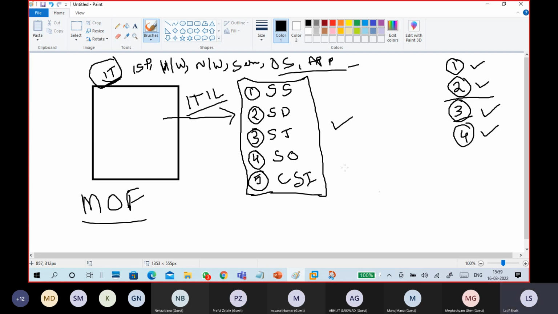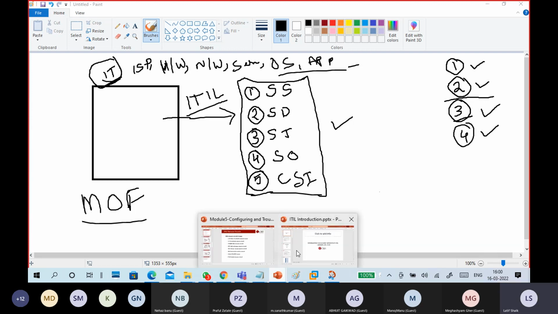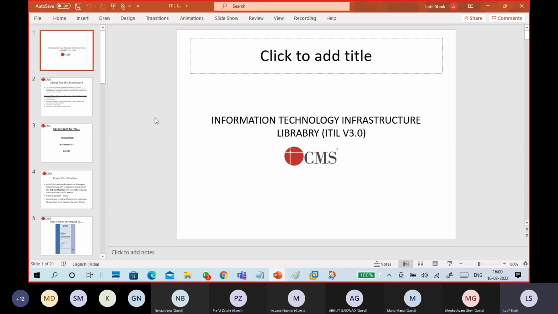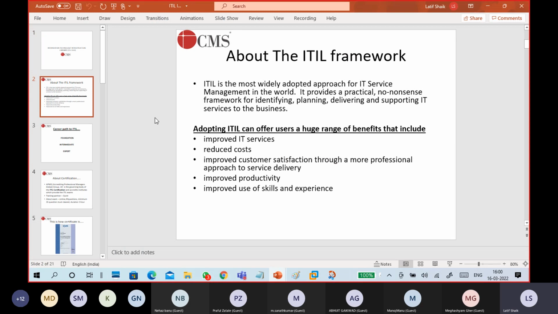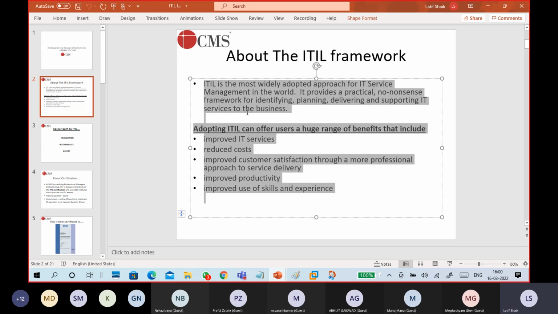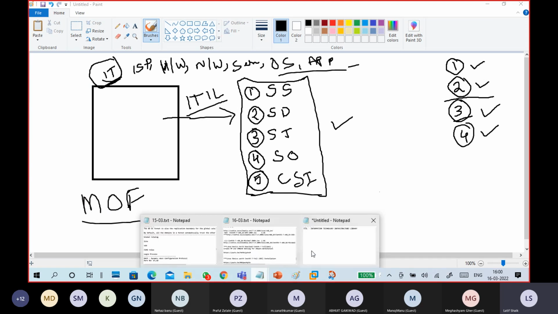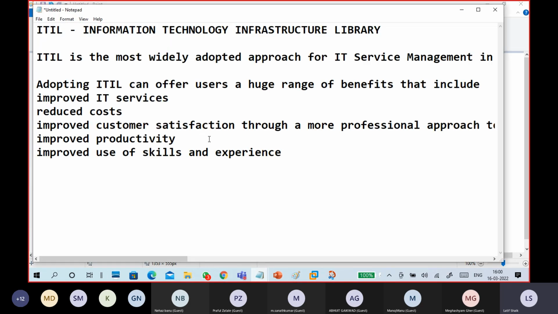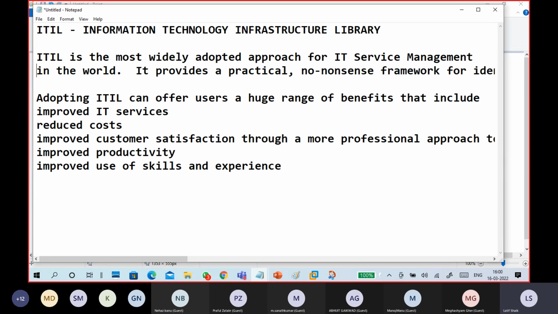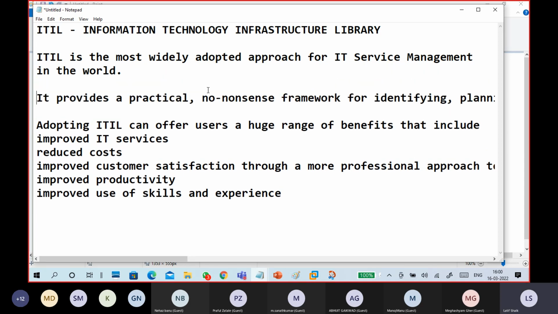So here again, you see Information Technology Infrastructure Library. ITIL is nothing but a framework. It is not a subject. It is not a technology. ITIL is not a subject or a technology. ITIL is simply a framework.